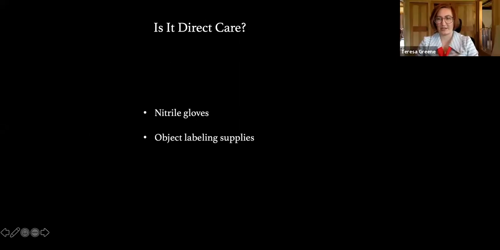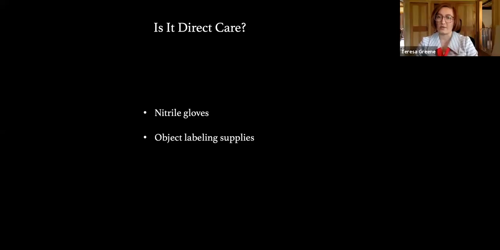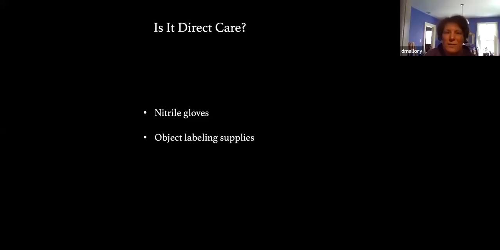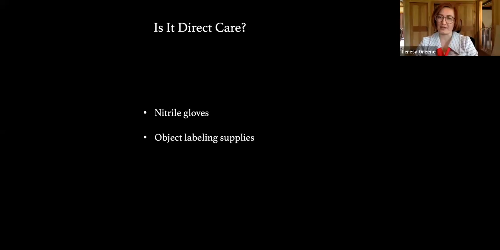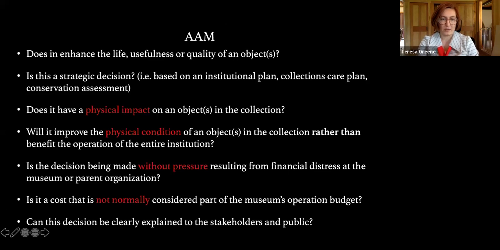All right, and then I've put these things that I know have used deaccessioning supplies at places that I've been, but are also things that are purchased on the regular. Can you use deaccessioning funds? What else would you be purchasing object labeling supplies for, if not direct care of your collections? Right. And I guess nitrile gloves, and maybe you could, but they both seem pretty direct care to me. The only thing that makes it iffy is that it's something that's not normally considered part of the museum's operating budget.